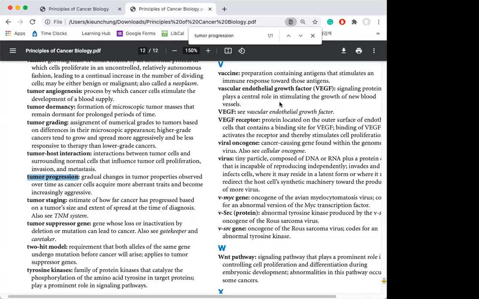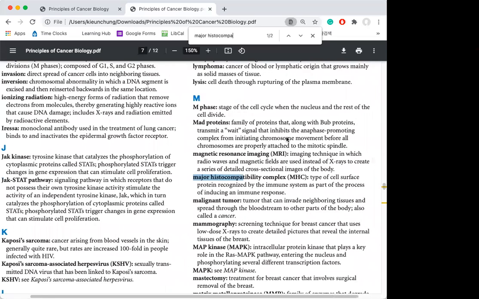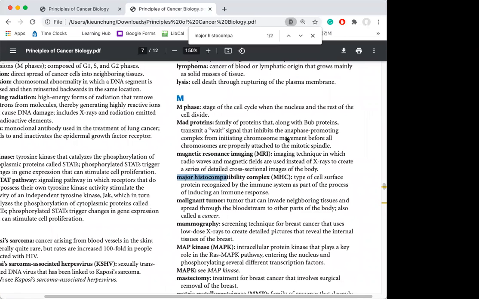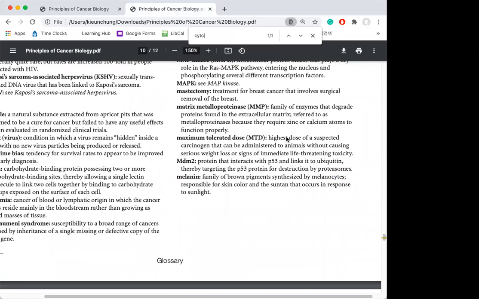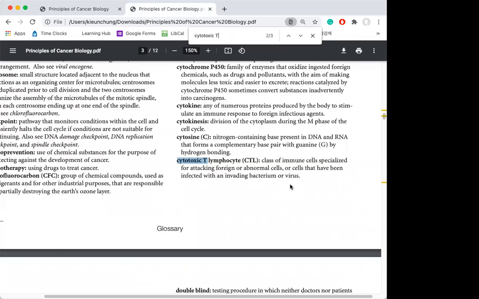Tumor progression. Gradual changes in tumor properties observed over time as cancer cells acquire more aberrant traits and become increasingly aggressive. Major histocompatibility complex. Type of cell surface protein recognized by the immune system as part of the process of inducing an immune response. Cytotoxic T lymphocyte. Class of immune cells specialized for attacking foreign or abnormal cells, or cells that have been infected with invading bacterium or viruses.